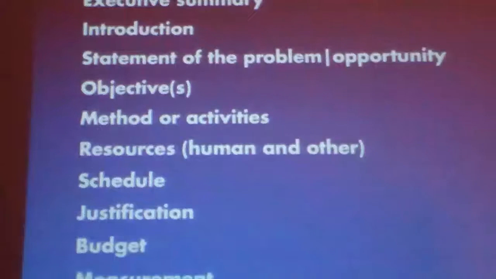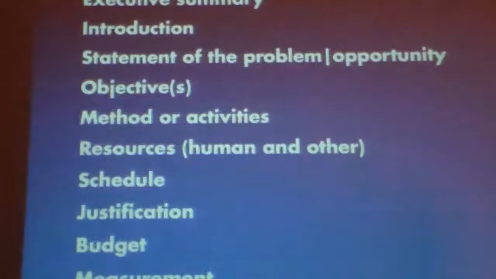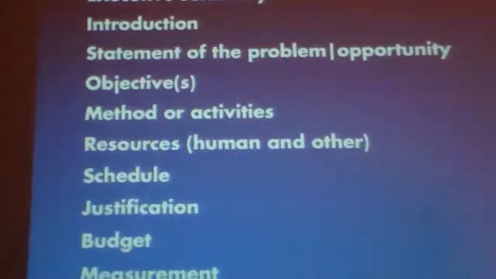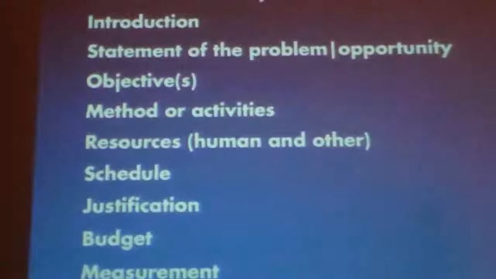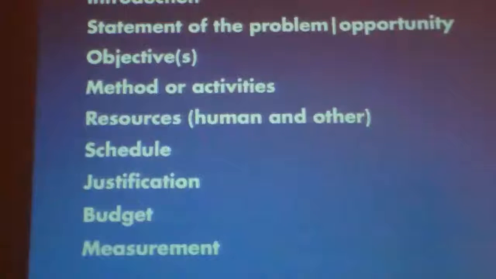This is the listing of headings that you should have in your proposal document, and you should format them as headings. These are some of the important elements that you have to include in your proposal: executive summary, introduction, statement of the problem or opportunity, objectives, methods or activities, resources, human and other resources, schedule, justifications, budget, measurements, and all this stuff. So that the structure of the document is clear, how it works.